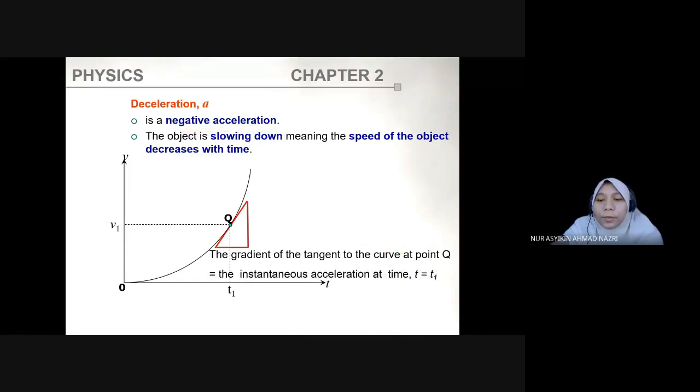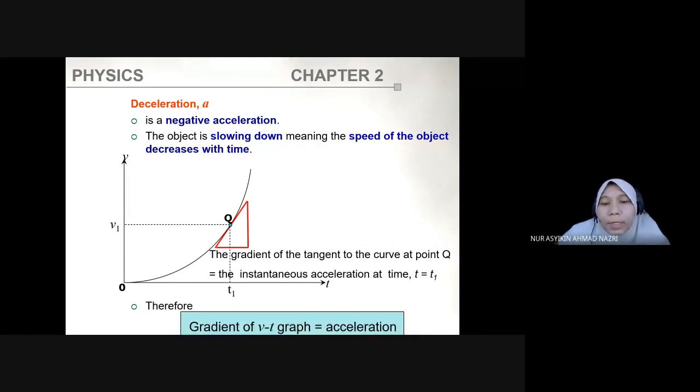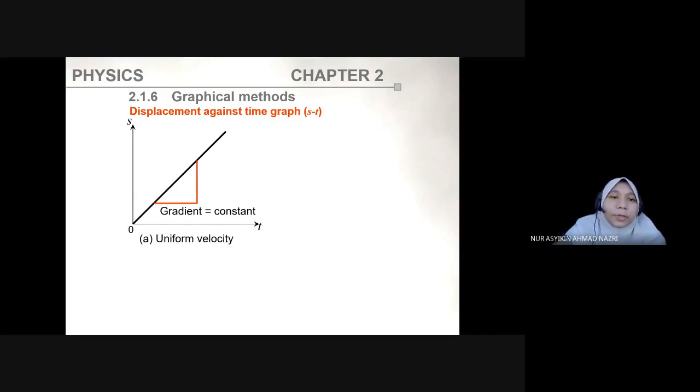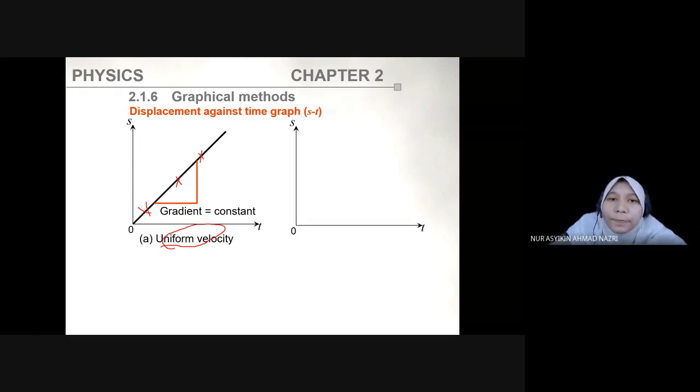Okay, so the gradient curve. So the gradient tu kita dapat sebagai acceleration untuk graph V versus time. Okay. Graphical method. Contoh kalau yang constant. So nampak tak gradient dia constant kan? Dari sini pun itulah value dia. Sini pun itulah value dia. Kat sini pun itulah value dia. So this one, for this case, we consider it as uniform velocity. Okay, for this case, berapa gradient yang kita boleh buat? Kita nak buat satu je ke?